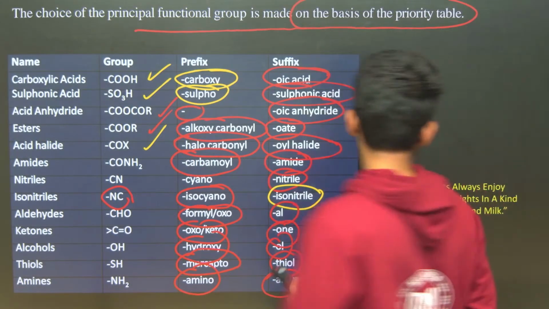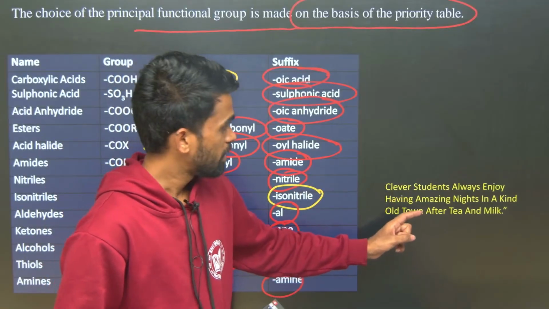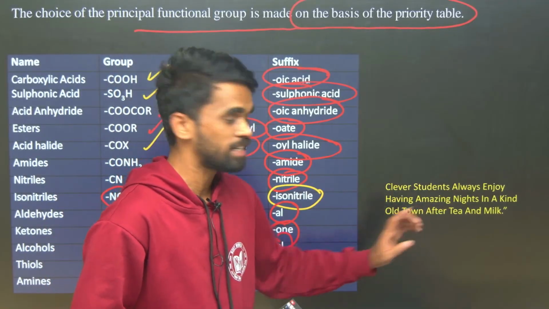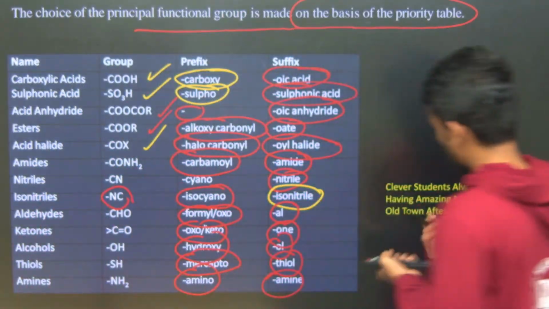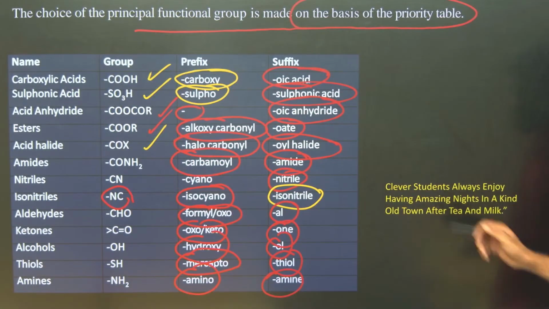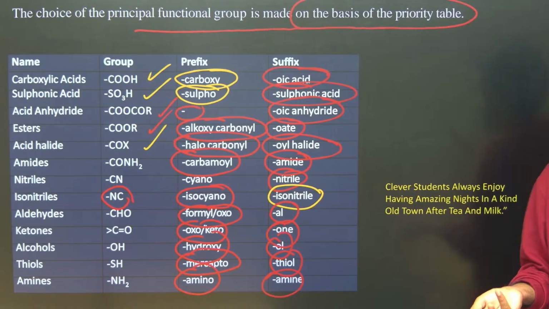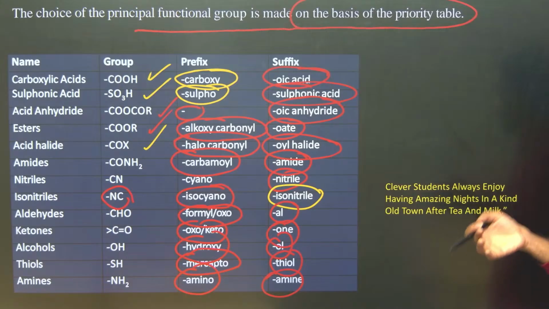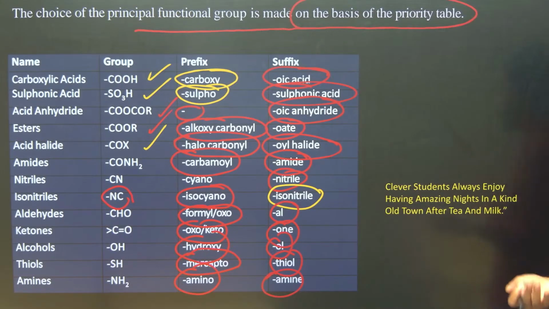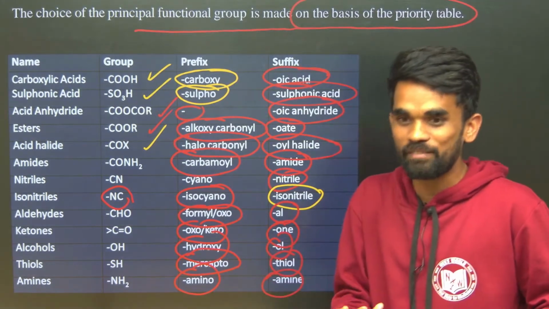Read this once. Clever students always enjoy having amazing nights in a kind old town after tea and milk. Okay, so just see, clever students means you just make it yourself, like clever students always enjoy amazing nights. Yes, everyone will enjoy that. In a kind old town after having tea. At evening time we will take tea, na? Like that you can connect, or otherwise you can make your own mnemonic in whatever language you want.